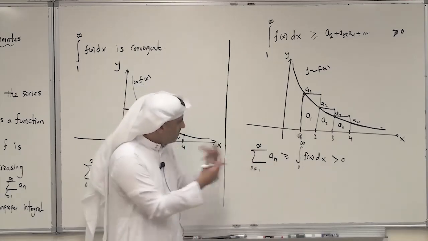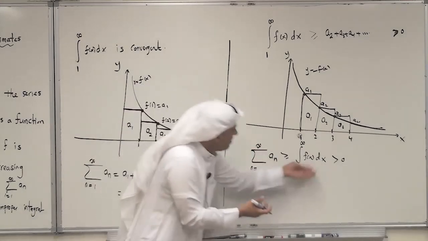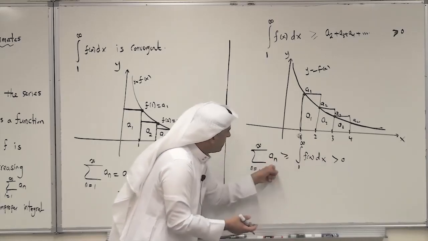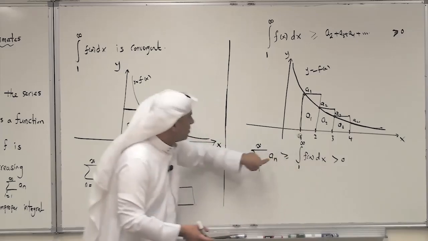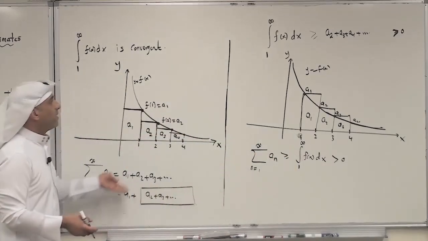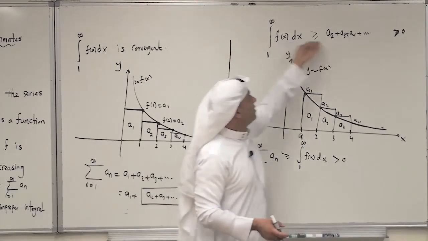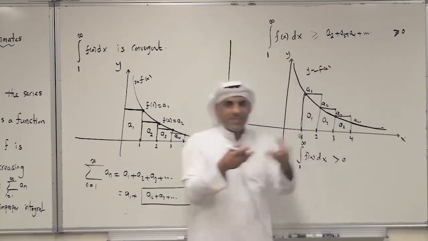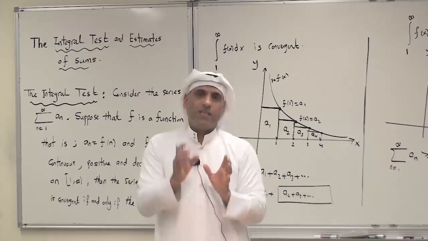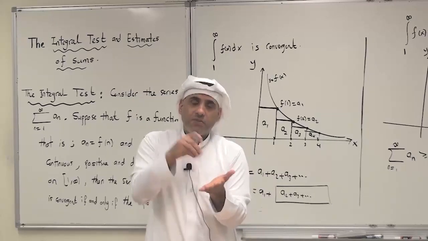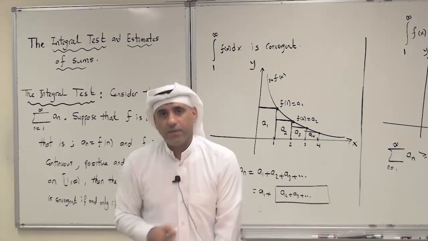So we can use the benefit of improper integrals, which are easy to evaluate, to get an idea about the series. In this case, if the integral is divergent, so this is divergent. In the previous one, if the integral is convergent, this one is convergent. So this is a geometrical point of view for the integral test. Now, how do we use the integral test to test some series for convergence? That will be our next point.